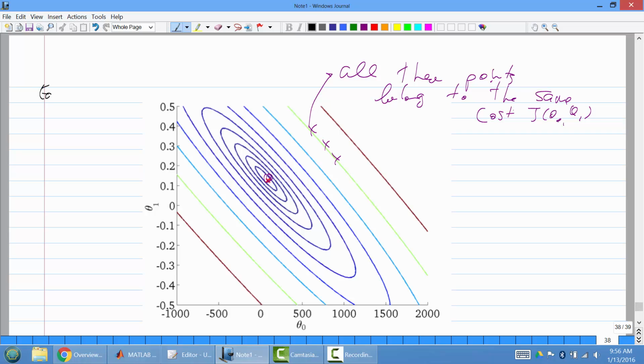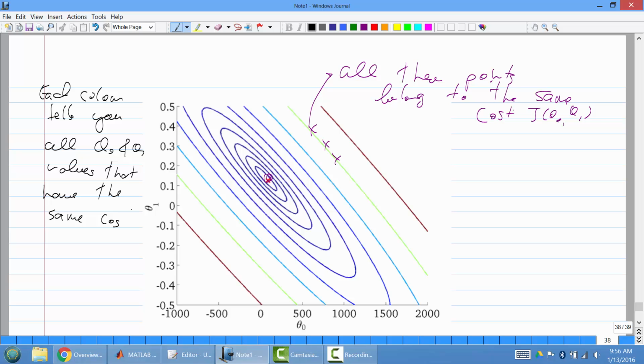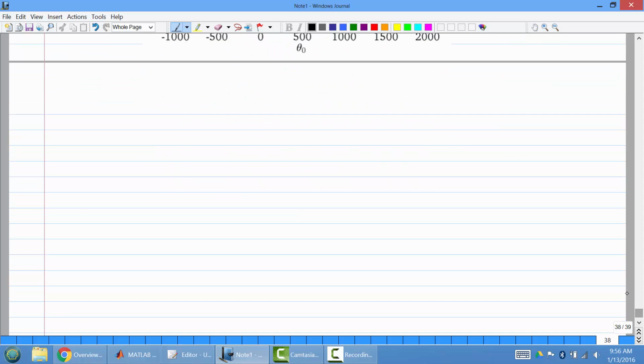So each color tells you all theta 0 and theta 1 values that have the same cost. Okay? All right. So here are the next couple of figures I'm going to show you. These are courtesy of Andrew Ng from Stanford.